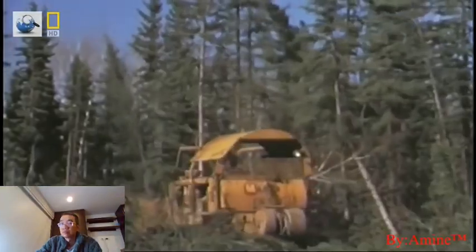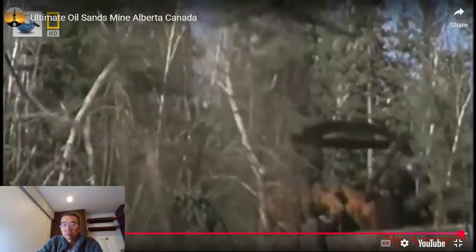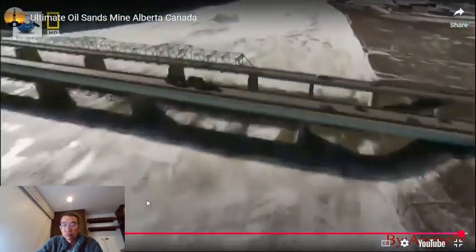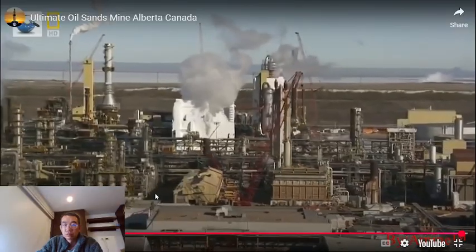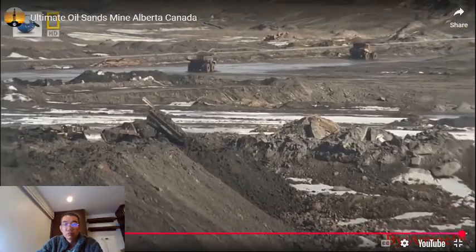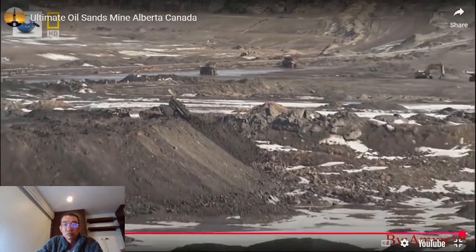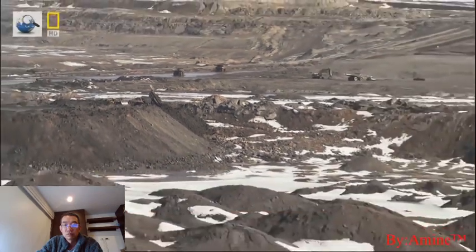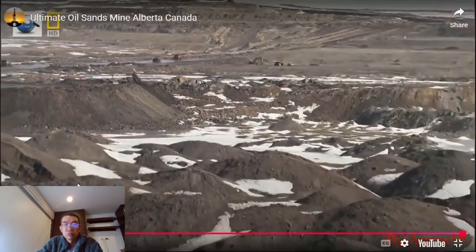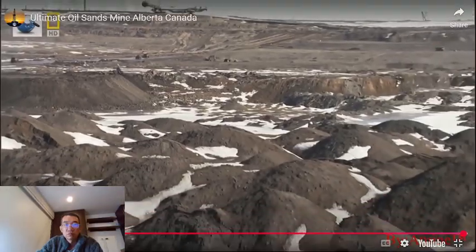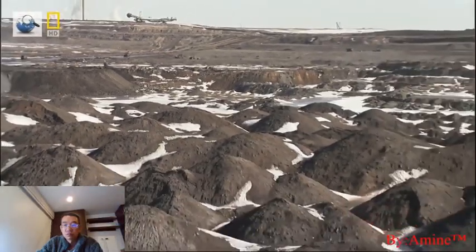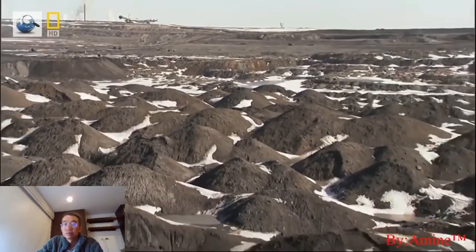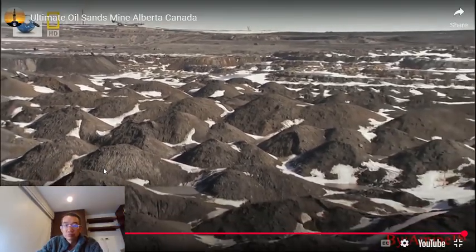Trees cut, water diverted, air and soil polluted. The oil industry has promised to restore the wilderness after the mines are no longer active. But no one knows how long that will take, or even if it's possible. For now, though, that seems a risk that the world is willing to take.